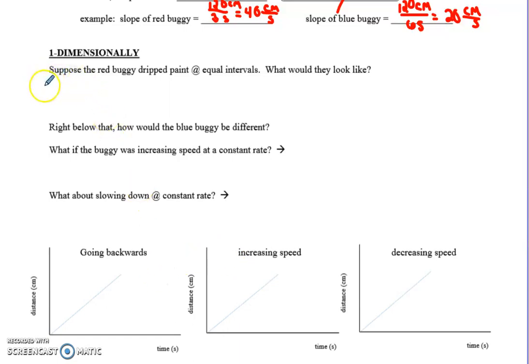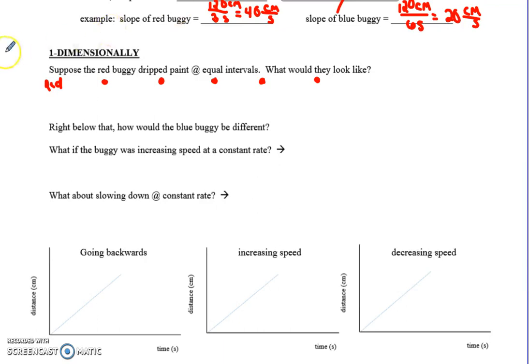So let's suppose the red buggy was dripping red paint, and it did so at equal intervals, meaning it dripped 1 drop of paint per second, and the buggy was moving along the ground. Just as we represented in class, if the red buggy is going at some speed and it drops this red paint, then those dots are going to be spaced out, and since it's going at a constant speed, the distance between every drip is going to be constant.